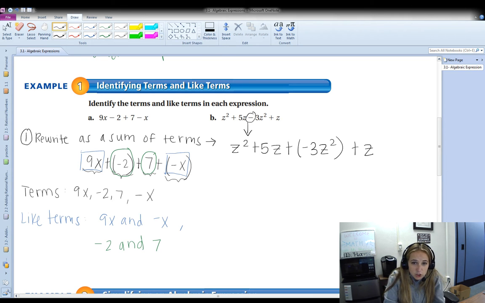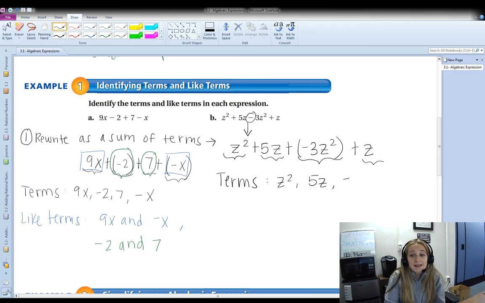Now, let's identify the terms, okay? So come on down here, and we're going to identify terms. Well, again, the terms are everything that's in between the addition signs. So right here, we have z squared as a term, 5z is a term, negative 3z squared is a term, and z is a term. So now again, I'm going to get my shapes out in my different colors, and I'm going to identify my like terms, okay?